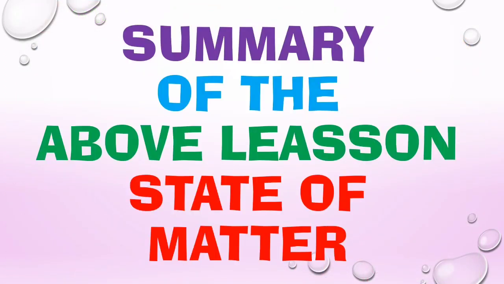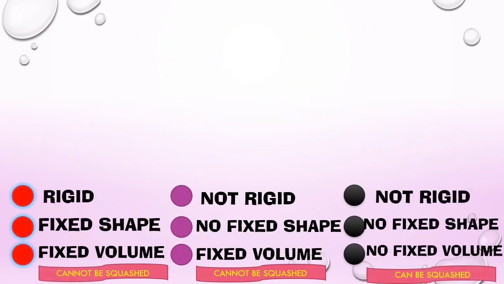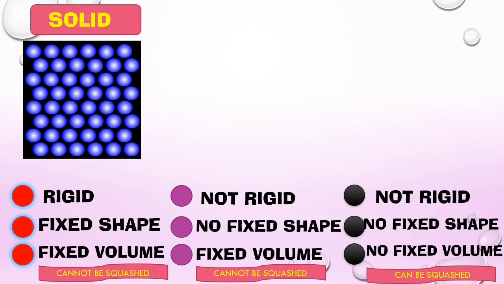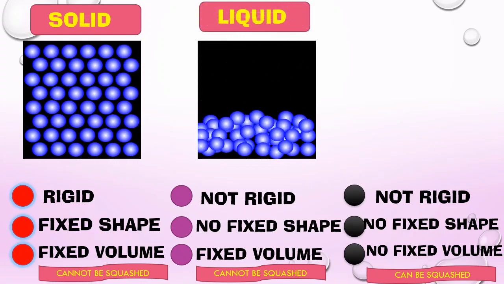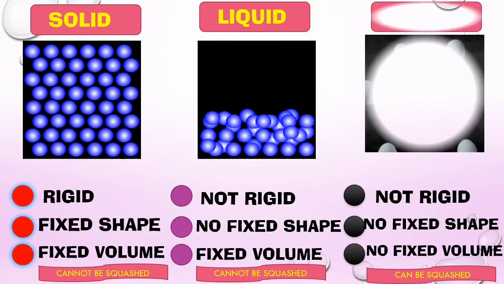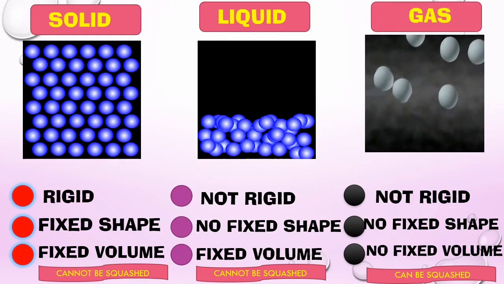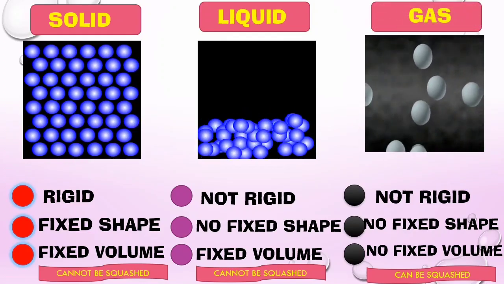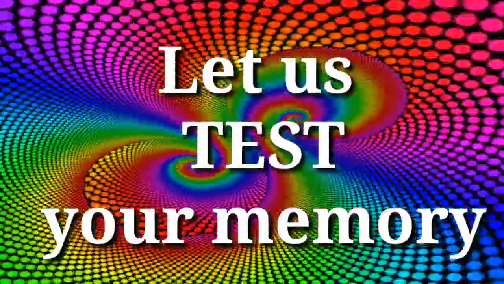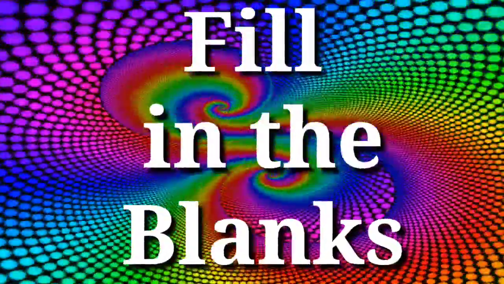Summary of the above lessons. Again, the three states of matter are solid, liquid, and gas. Okay, in your notebook, we will test your memory. Fill in the blanks.